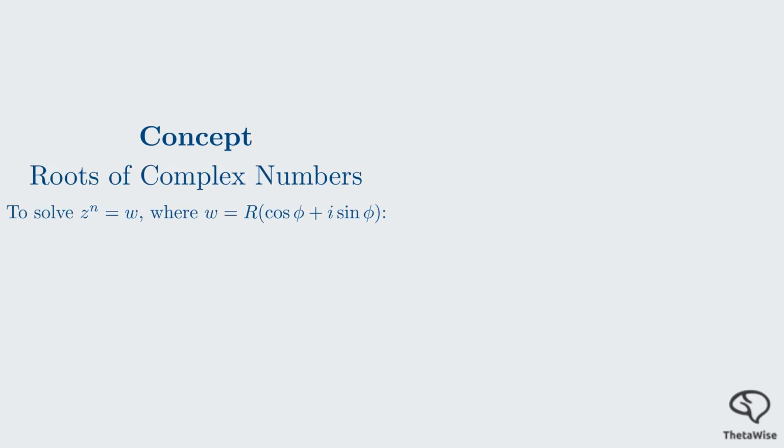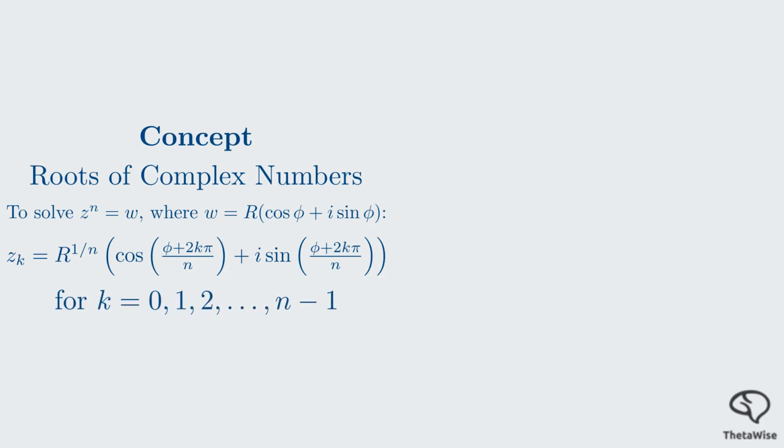We can also use de Moivre's theorem in reverse to find the roots of a complex number. If we want to solve z to the power of n equals w, we are essentially looking for the nth roots of w. Because the sine and cosine functions are periodic, adding multiples of 2 pi to the argument doesn't change the complex number w, but it produces distinct values when we divide the argument by n. This is why a complex number has exactly n distinct nth roots, corresponding to k equals 0, 1, 2, up to n minus 1.